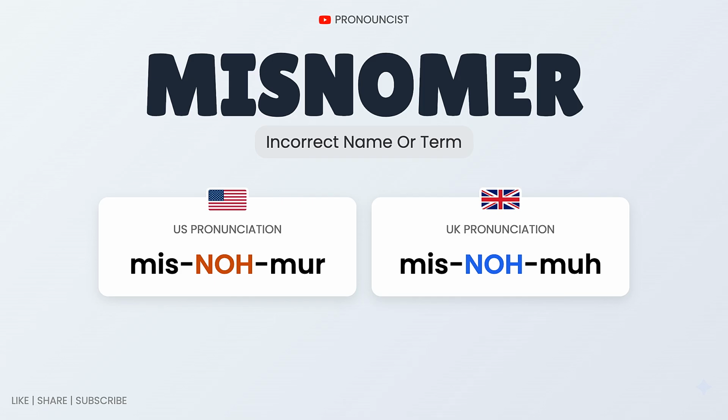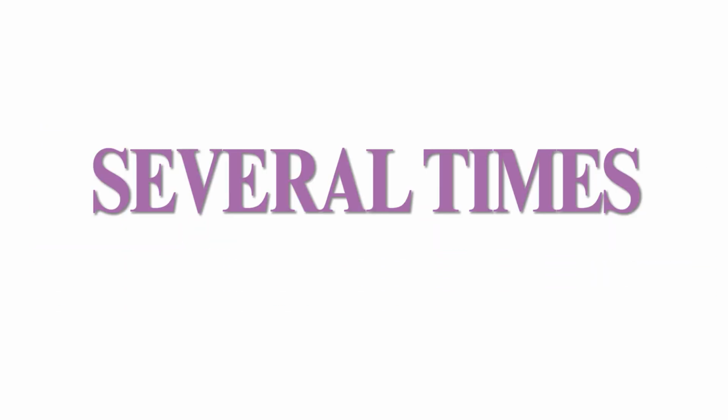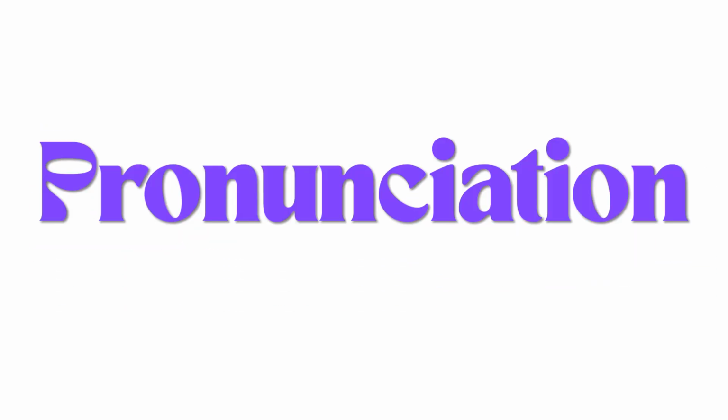Misnomer, misnomer. Practice repeatedly and you'll soon be able to say this word perfectly. The best way to practice is to repeat the syllable multiple times. The meaning of the word is incorrect name or term. Try repeating this word several times to improve your pronunciation.